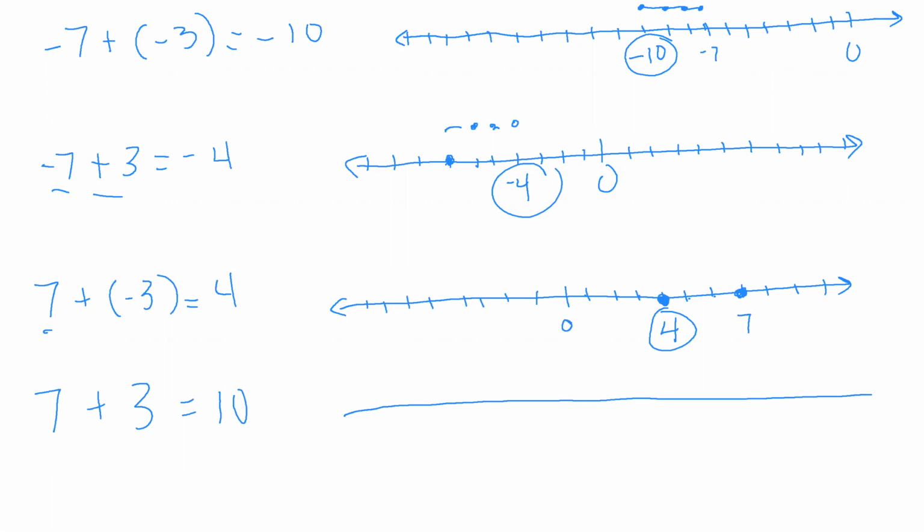All right. So let's say we have a 0 right here. We started at 1, 2, 3, 4, 5, 6, 7. But we wanted to add +3, so we go to the right. 1, 2, 3. And that puts me at +10. Okay. So really quickly, let's practice some more.